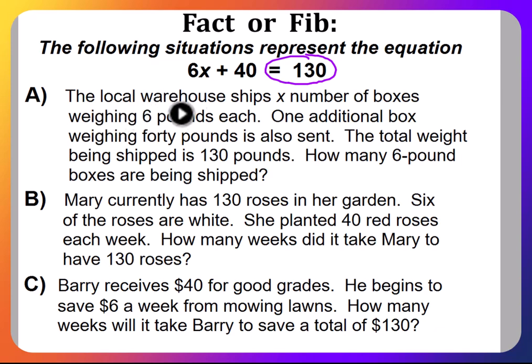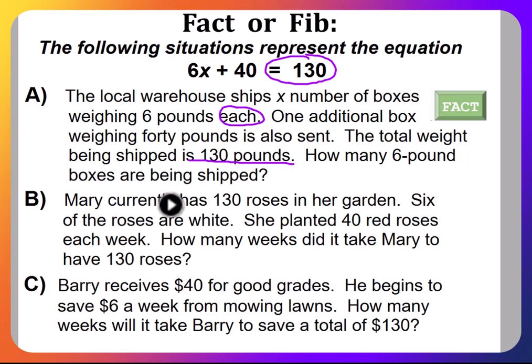Okay, so A, the local warehouse ships x number of boxes weighing 6 pounds each. Does this each mean to multiply by 6? Yes, it does. What are we multiplying by 6? x, the number of boxes. So this is correct. 6x is correct. One additional box weighing 40 pounds is also sent. So this 40 pounds additional means it's a positive, right? Is it a one-time amount added? Yes it is. So now we just need to figure out the total. The total weight being shipped is 130 pounds. That is true. So A would be a fact.